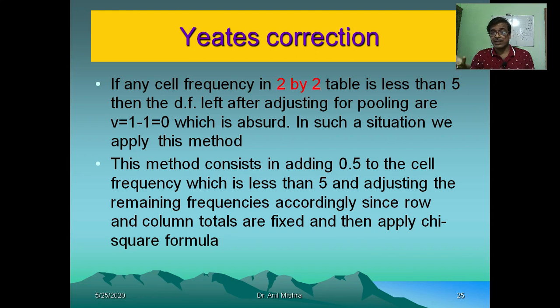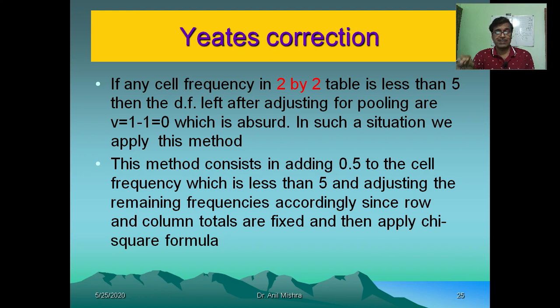How to correct it? The Yates correction can be applied where we find which one out of A, B, C and D, these 4, is less than 5; add 0.5 to it and adjust the row total and column total in such a way that they remain the same, right? That means if you add 0.5 to a particular cell, the corresponding other cells have to be adjusted so that no change occurs in the row total and the column total. That will remain the same, right?